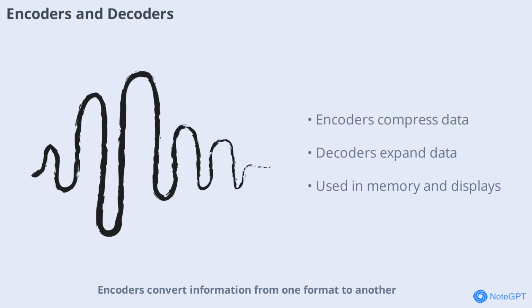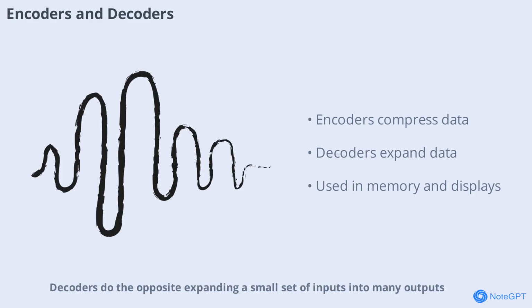Encoders convert information from one format to another, usually from multiple inputs to a smaller set of outputs. Decoders do the opposite, expanding a small set of inputs into many outputs. These circuits are used in data transmission, memory addressing, and display systems, helping organize and interpret digital information.